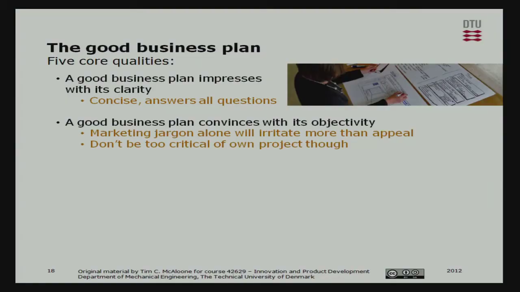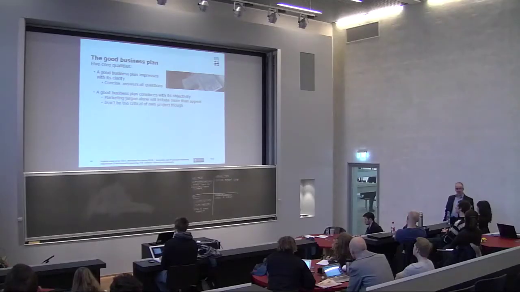The business plan convinces with its objectivity. On the one side, don't oversell your idea. You need to take two steps back and understand everybody's view on your possible business. Ask all the nasty questions before somebody else does, because if you don't ask them and address them at this stage in your business plan, you'll get tripped up later, that's for sure. I've written here, marketing jargon alone will irritate more than appeal. So in the way you describe your business idea, don't oversell it, stay very objective, and maybe write it from a third person point of view. But at the same time, don't be too critical of your own technology.